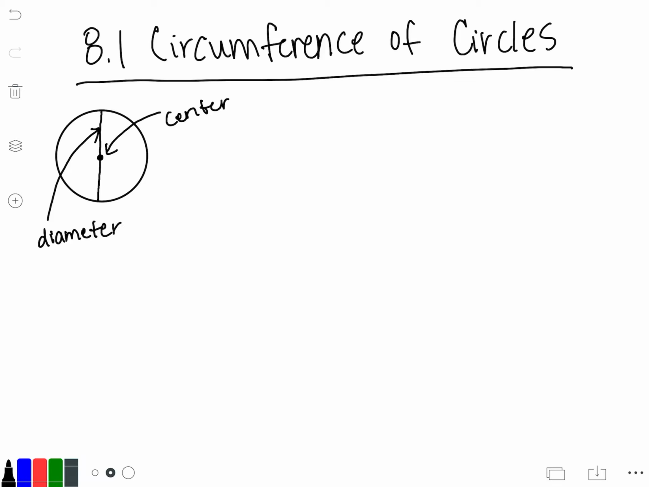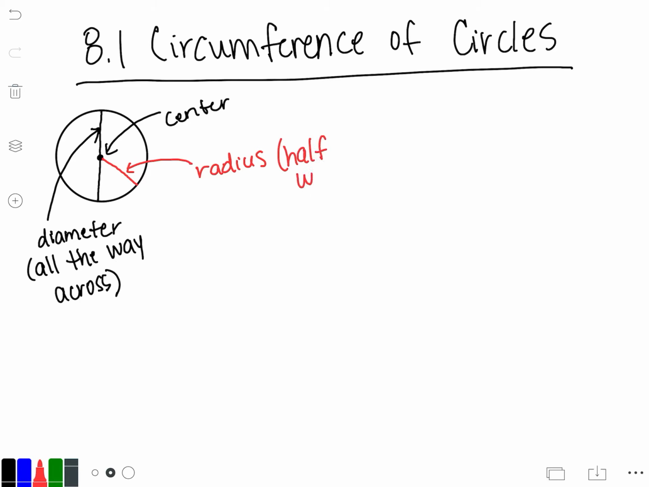So here's a few vocabulary words for you. And then the radius is halfway across. I'm going to change my colors so it's not so confusing. So here's your radius. So diameter is all the way across. And your radius is halfway across a circle. And then, of course, the center, I wish I had changed the colors. That's just the middle point right there on your circle.